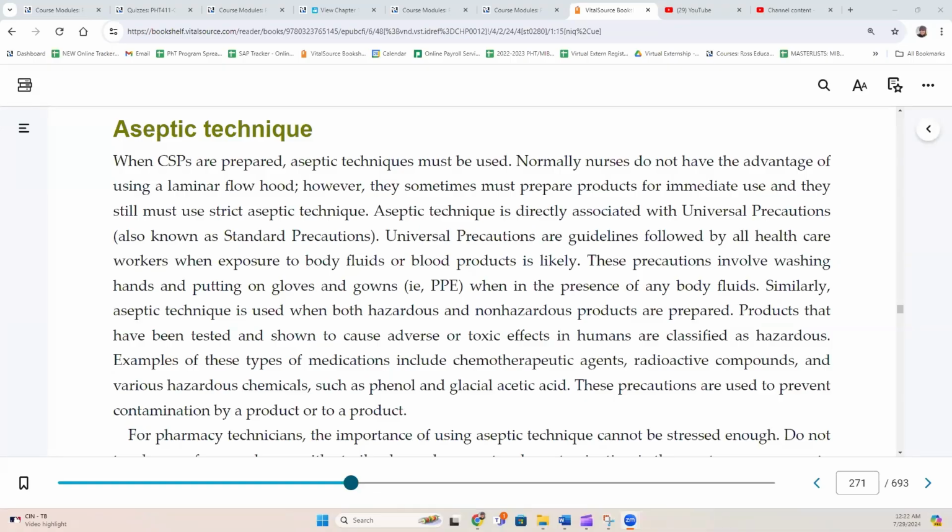When CSPs are prepared, aseptic techniques must be used. Normally, nurses do not have the advantage of using a laminar flow hood. However, they sometimes must prepare products for immediate use and they still must use strict aseptic technique.